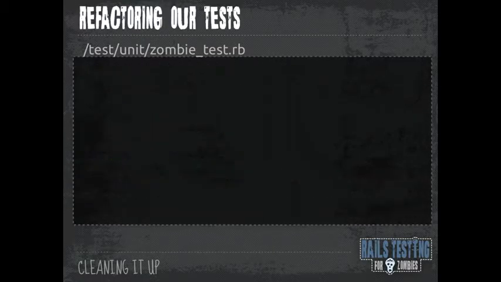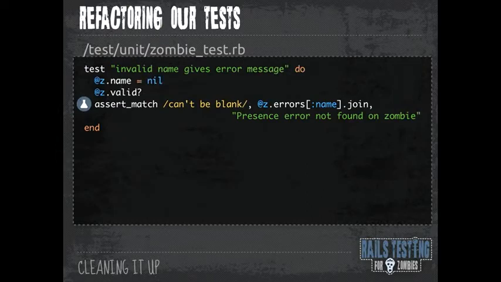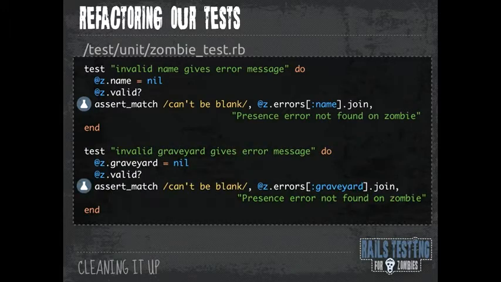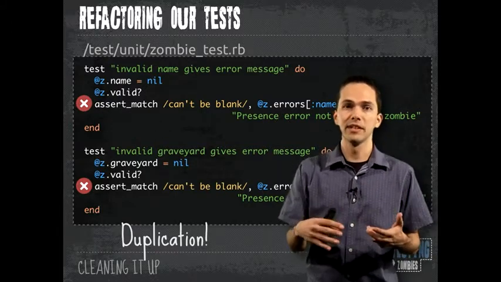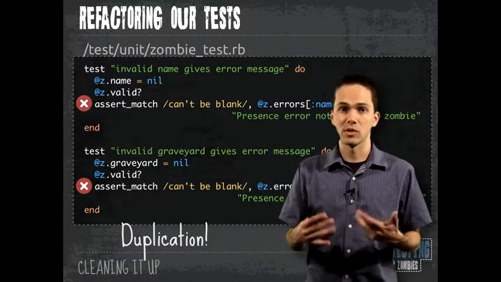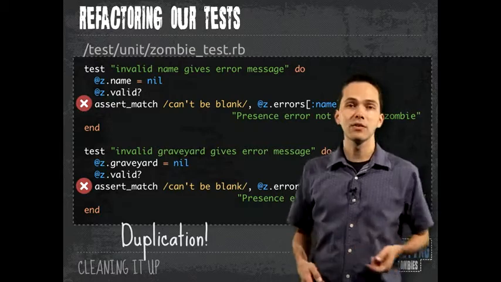Let's take a look at 2 more tests that we might figure out some way to refactor. Here we're testing that we have an error message when name is blank. We also need another test for the graveyard validation to ensure that the graveyard field can't be blank. Again, there's a lot of duplication going on here. Each of these is testing if it's valid and then testing to see if the right error message exists. So let's refactor. Let's take those 2 lines.